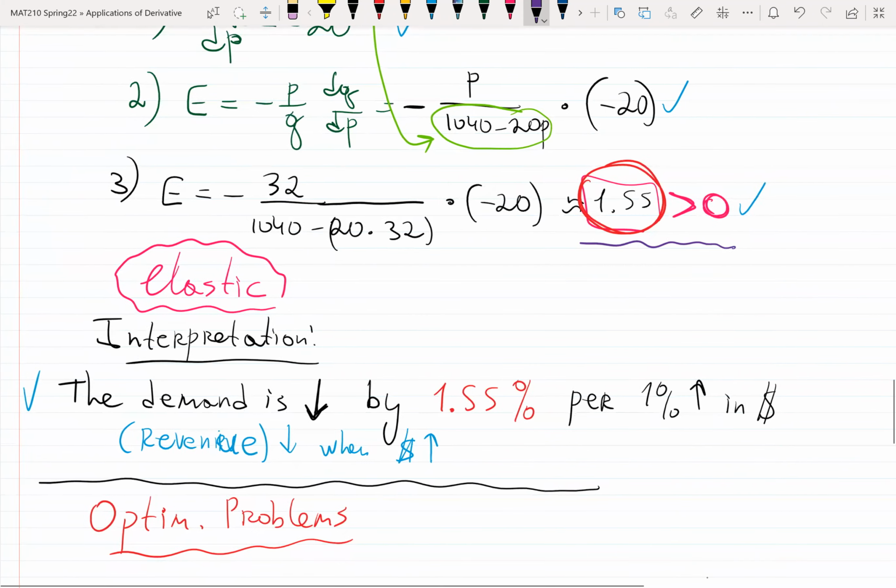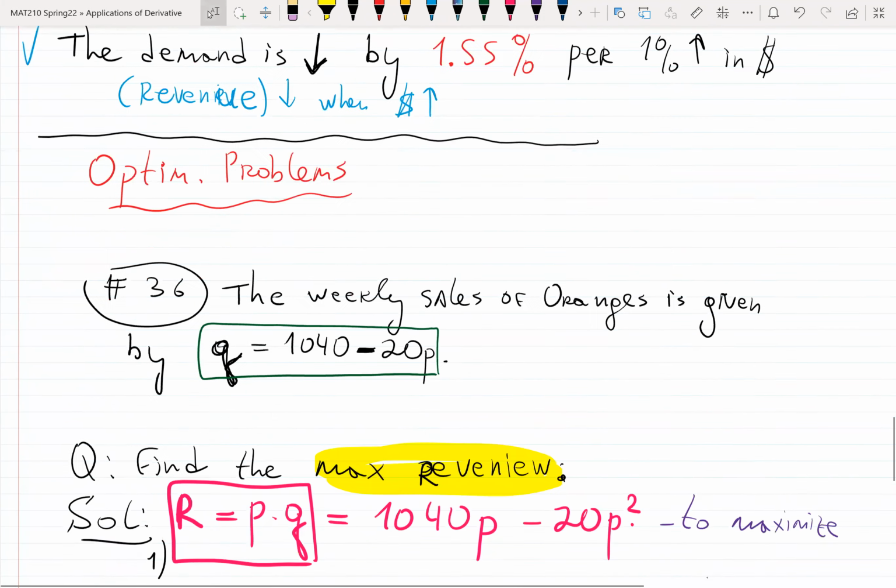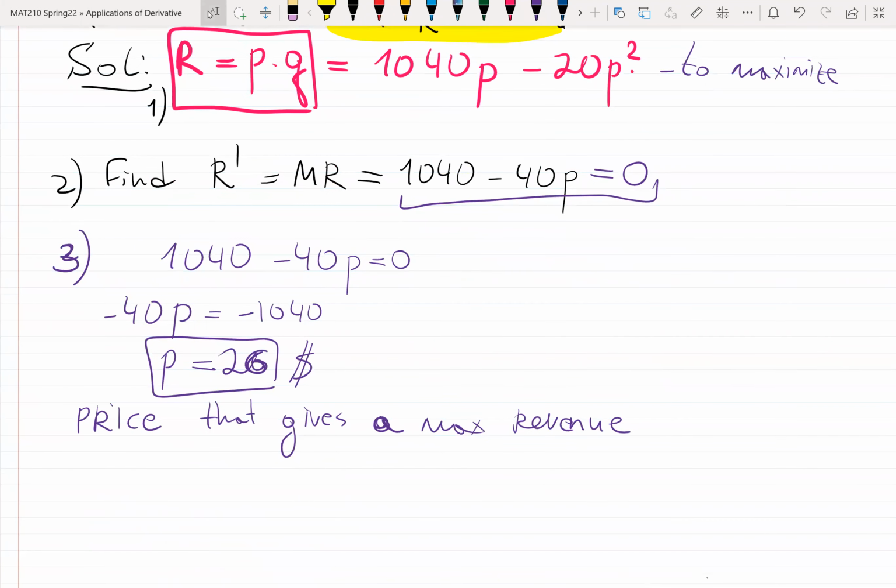So let's decrease the price to have more people buying the oranges. So the lower price, the best price, should be 26. Remember I told you, how do people on Black Friday decide what's the best price to decrease? Why is it not minus 40% or 60% or 72%? How do they know mathematically? So in this case, it says 26 will be the perfect number when the revenue will be maximized.